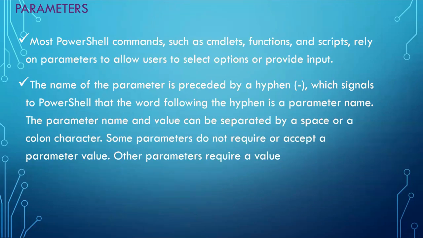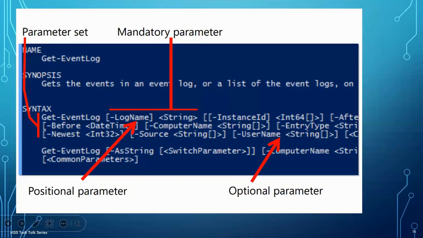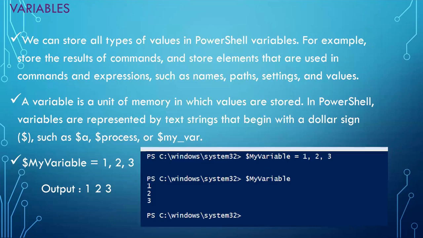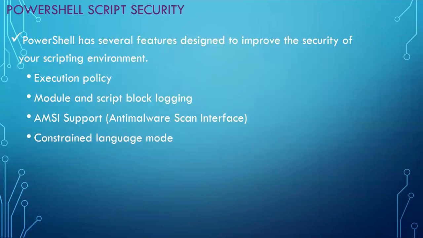These parameters always start with a hyphen, which signals PowerShell that the word following the hyphen is a parameter. So then we understood that. We will talk about mandatory parameters and optional parameters of each cmdlet. Then we'll talk about variables, which are declared to save content and information, using the dollar sign, right? We will be talking about that in upcoming classes.